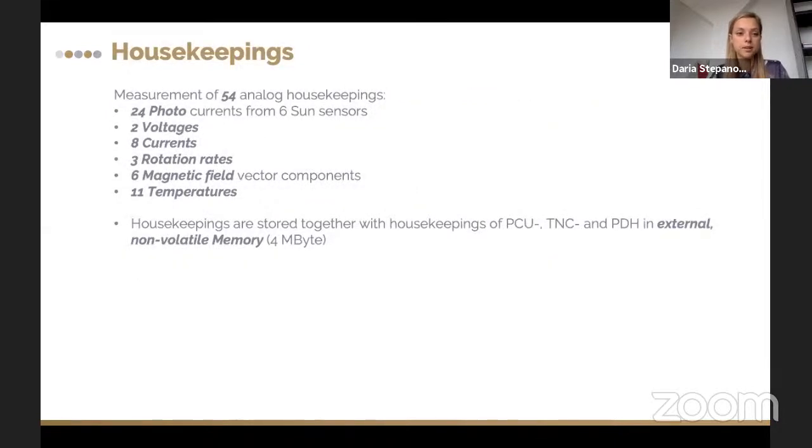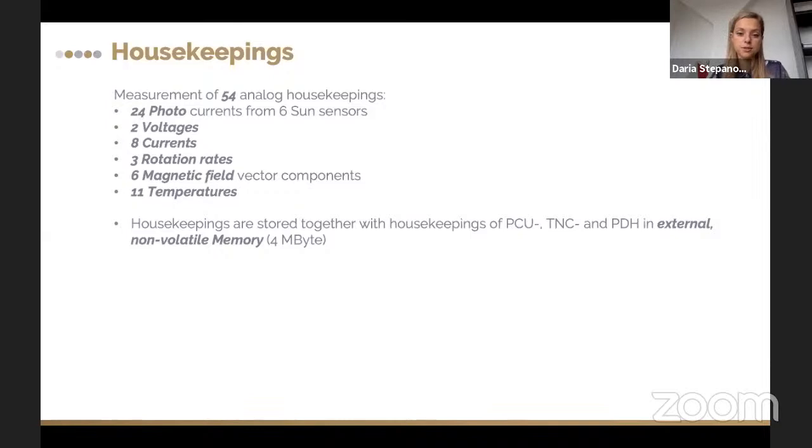Regarding the housekeeping, this OBC can do 24 current monitoring channels and handle 4 sun sensors. It monitors 2 voltage levels, 8 additional currents from payloads, 3 rotational rates, 6 magnetic field vector components, and 11 different temperature values. These are basically the telemetry values from the satellite for one of the missions.